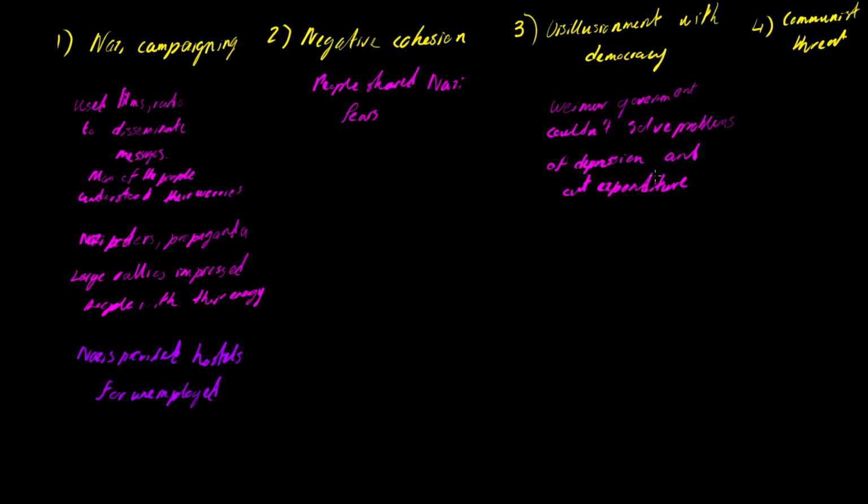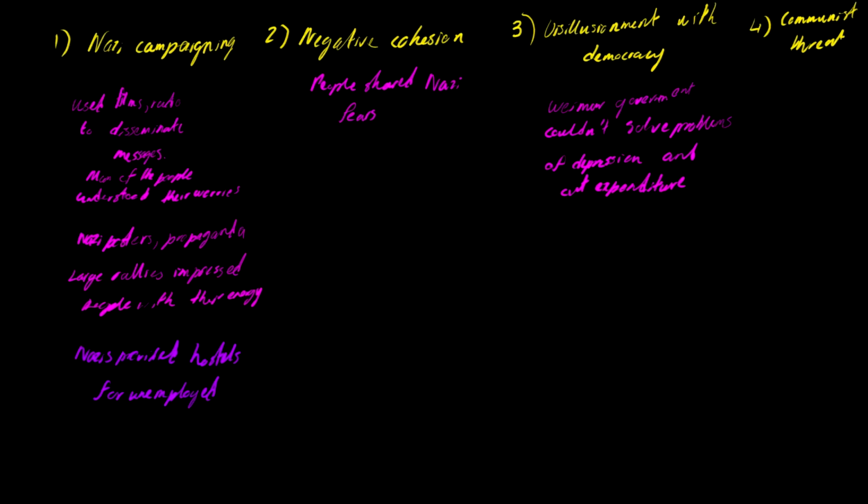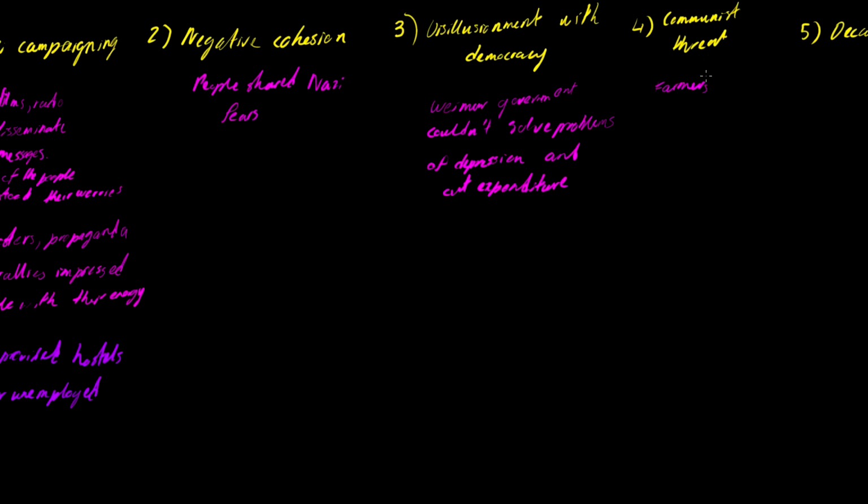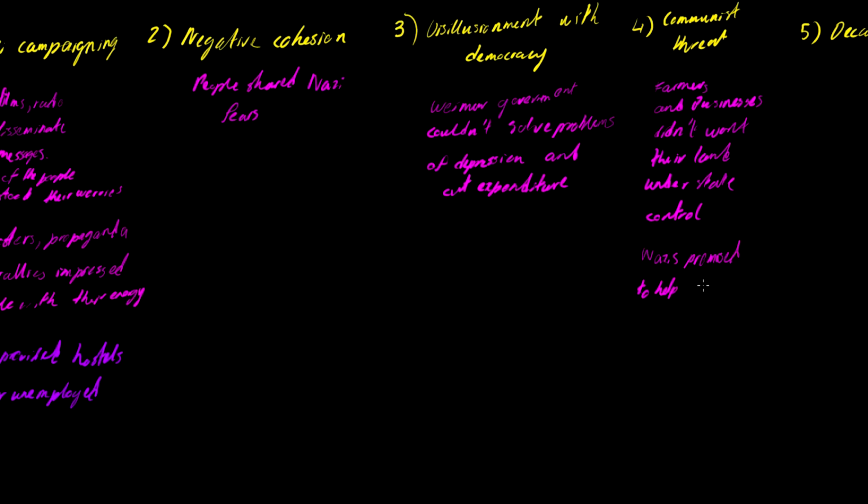The communist threat, another shared negative: farmers and businesses didn't want their land under state control. So farmers and businesses supported the Nazis because communism is where the state owns everything. If you were a farmer, you wouldn't want the communists taking power and then taking all of your land and all of your wealth. You'd vote for the Nazis because they promised to help you. The Nazis promised to have a right-wing ideology where your land does not go under state control. So Nazis promised to help farmers and businesses, and they gained their support.